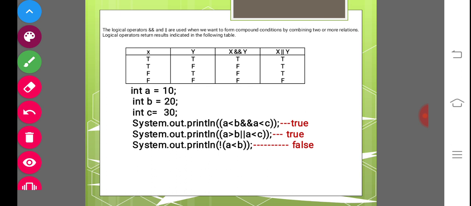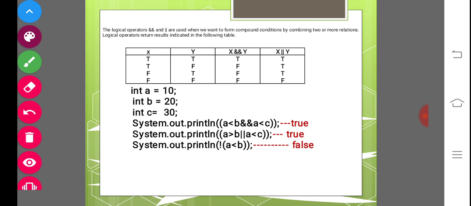In this case, when we combine both these conditions, the answer is F in case of the AND operator. Why? Because for the AND operator, if any of the conditions is false, it will return false. And in case of the OR operator, it will return true, because if any one condition is true, it will return true.